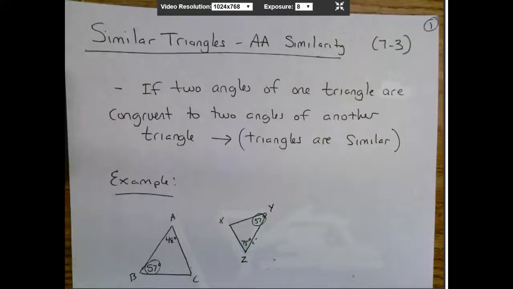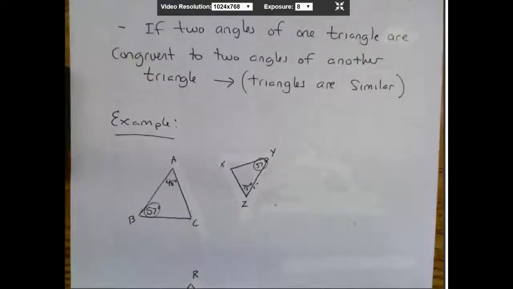Okay, so what this angle-angle similarity says is if two angles of one triangle are congruent to two angles of another triangle, those triangles are similar. Doesn't mean they're congruent, it means they're similar. So here's an example of how we can use this.